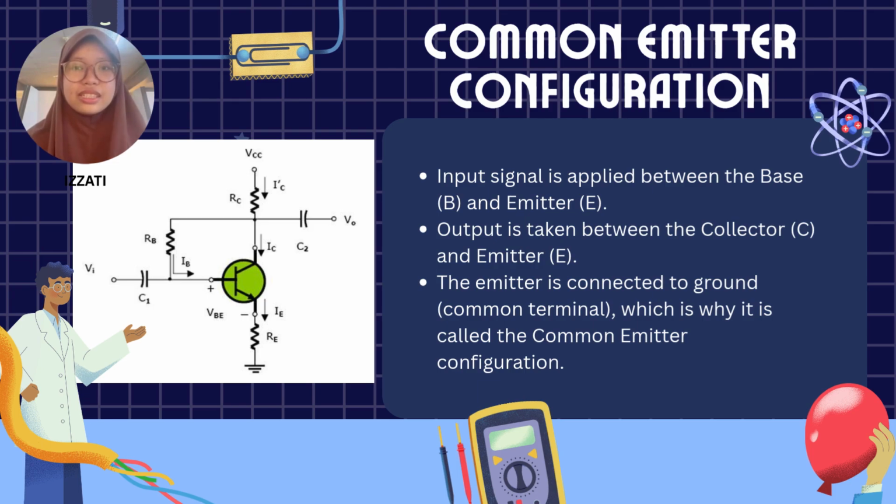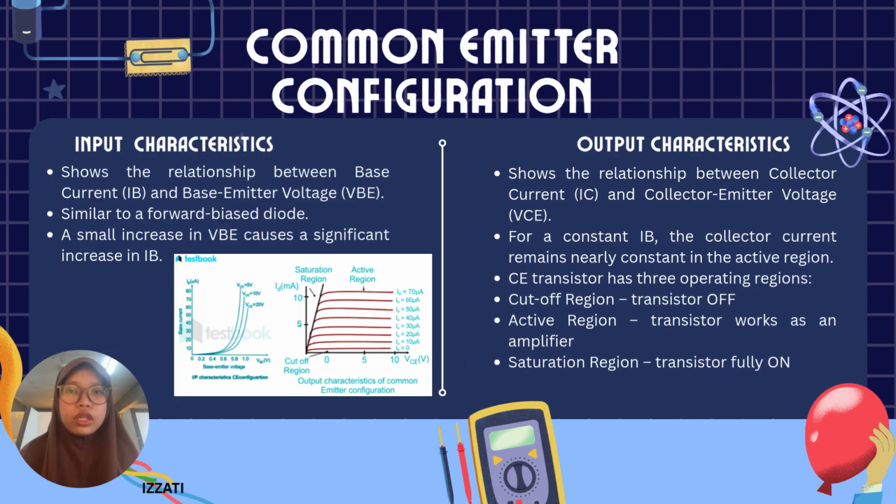So, I will explain the common emitter configuration. The common emitter configuration is one of the most widely used transistor configurations. In this circuit, the input signal is applied between the base and emitter, while the output signal is taken between the collector and emitter. The emitter is connected to both input and output circuits, which is why it is called the common emitter configuration.